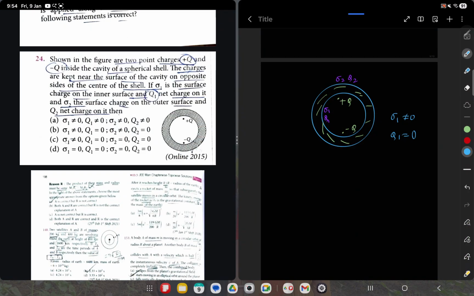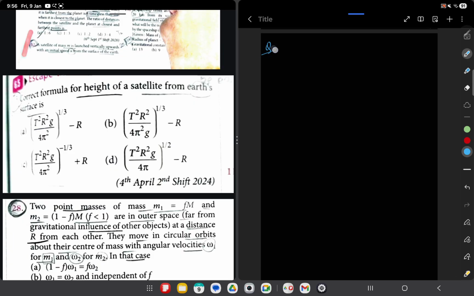But in this case, if you observe, this is sigma 2, q2. As the total charge inside is 0, there will be no charge outside. So as there will be no charge outside, q2 is 0. As there will be no charge outside, there is no chance of induction. So q2 is 0 means sigma 2 is also 0. So option C will be your answer. This is an easy question.